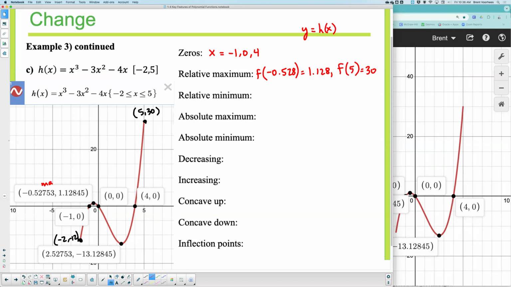So this was a max. This was a max. This is a min. This is also a min. So we have 2 minimums. Left to right, the one on the far left is -12, h of -2.